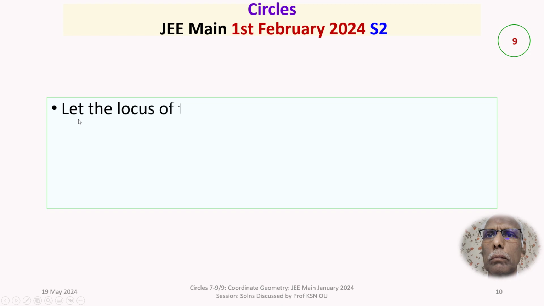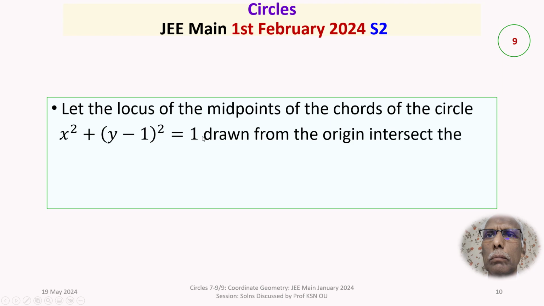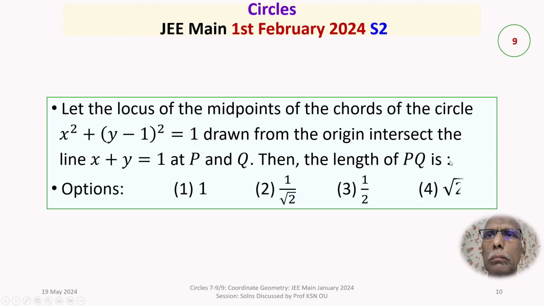The given question is: let the locus of the midpoints of the chords of the circle x² + (y − 1)² = 1 drawn from the origin intersect the line x + y = 1 at P and Q. Then the length of PQ is... we are given four options.